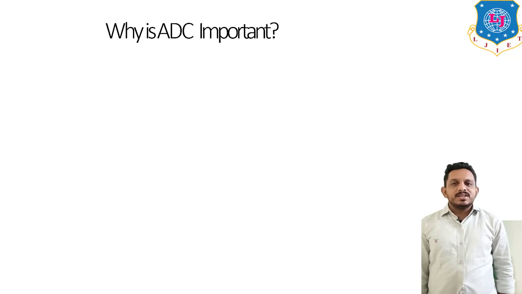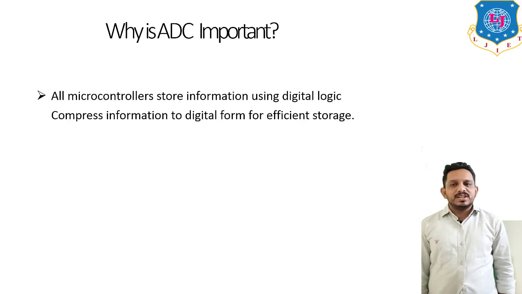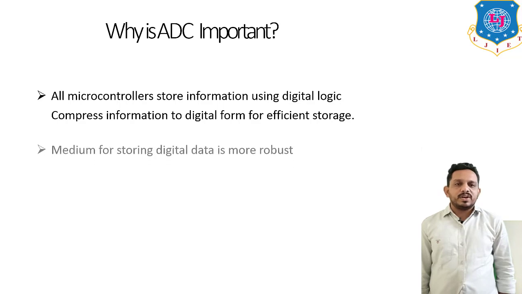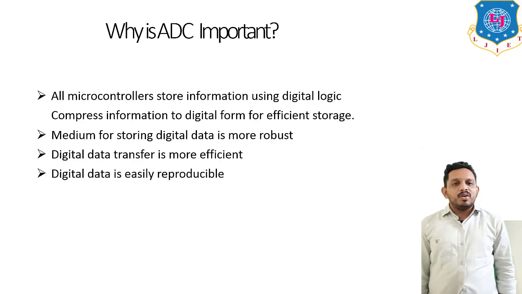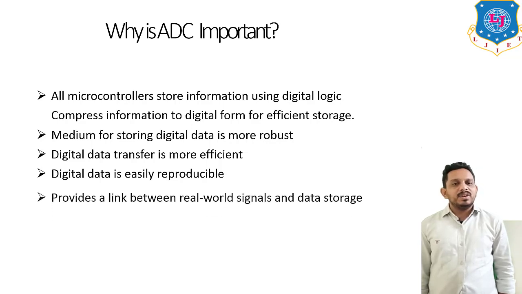Now let's discuss some importance of this analog to digital conversion. All types of microcontroller store the information using digital logic. Compress the information to digital form for efficient storage. The medium for storing the digital data is more robust. So digital data transfer is more efficient. And by all these means, ADC is important. And digital data is easily reproducible. As I said, you can multiply, divide, add, subtract. You can do so many things on the digital signal. So that's why we need to convert the analog signal into the digital signal.